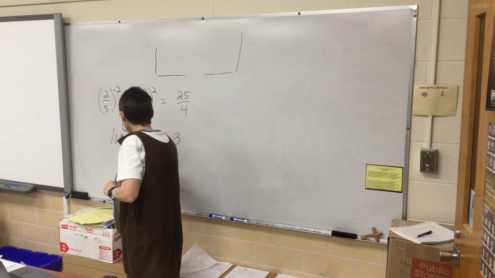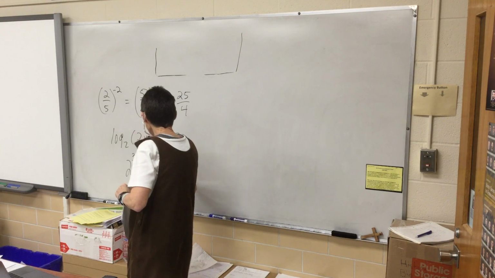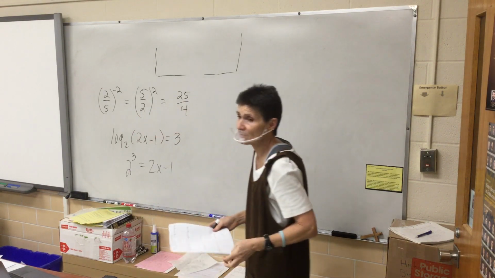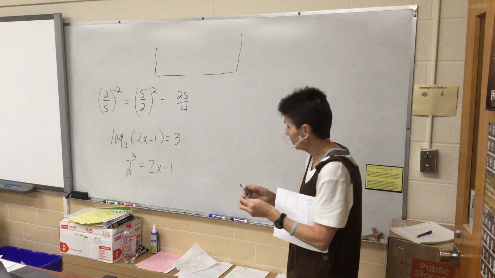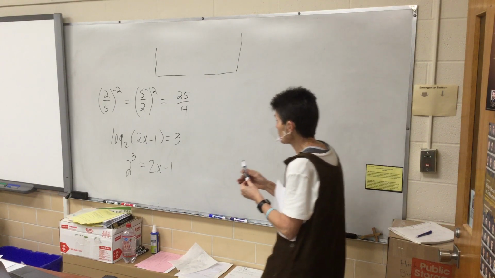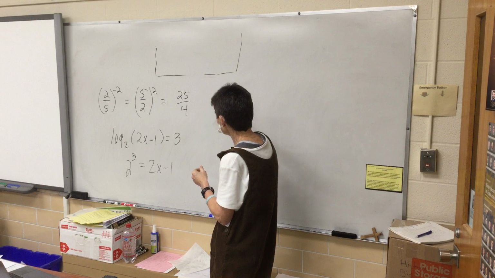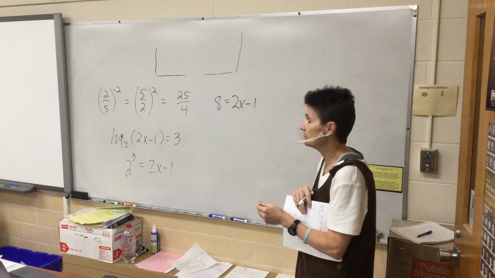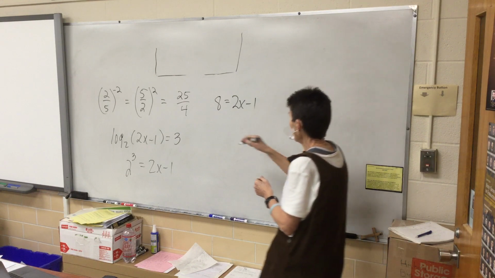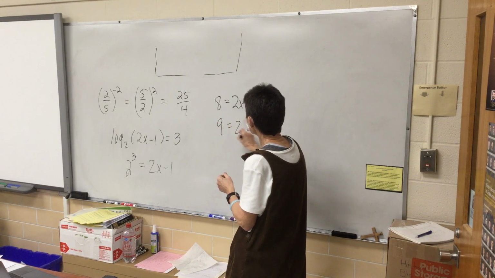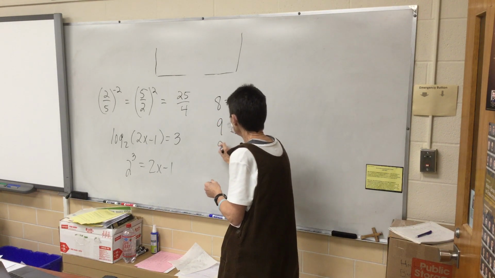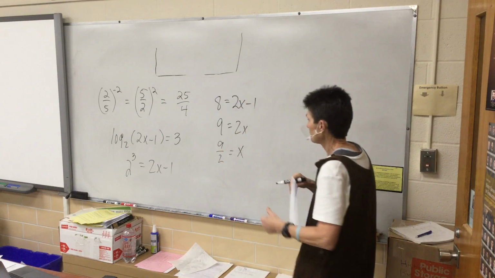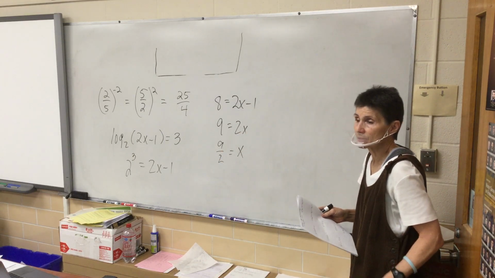So 2 to the third equals 2x minus 1. We're not scared of that equation. It's super simple. 2 to the third is 8. Right? 2 times 2 times 2. So we'll add 1 and divide. So we get 9/2.